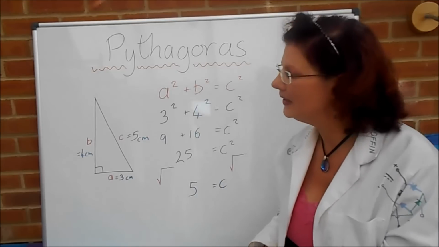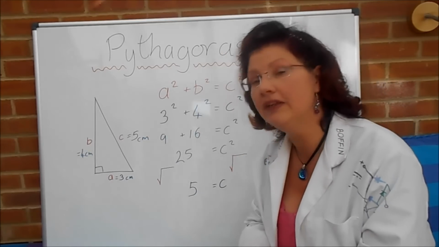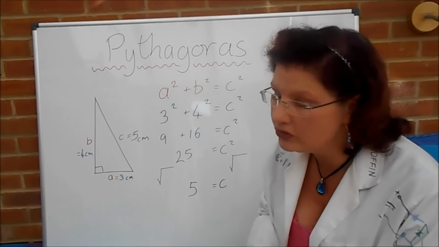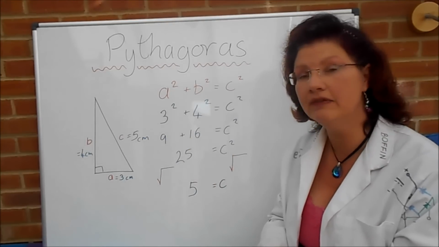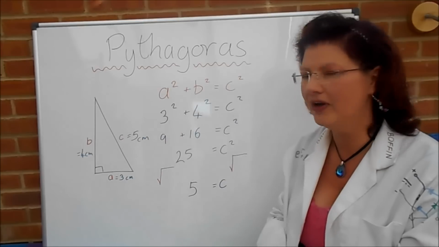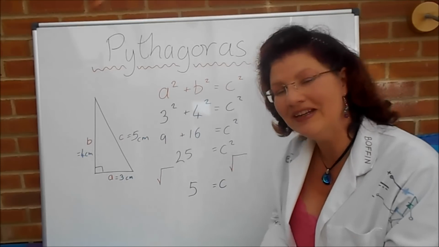Have a look at your drawing, measure it. It should be exactly 5 centimetres. If it's not, check your drawing. You might have gone wrong on the right angle or something, but it should be exactly 5 centimetres. 3, 4, 5. Your first Pythagorean triangle.